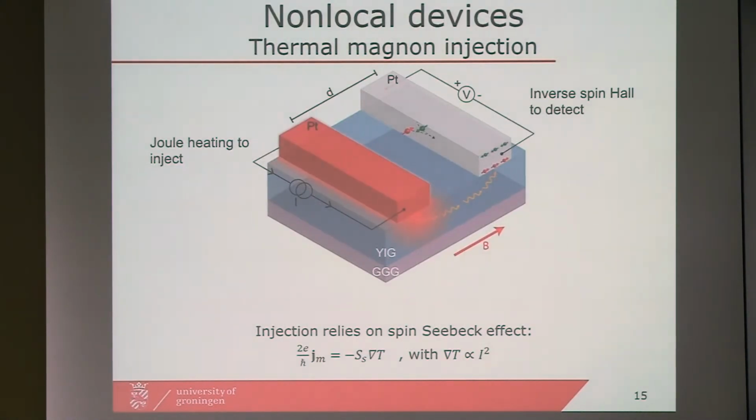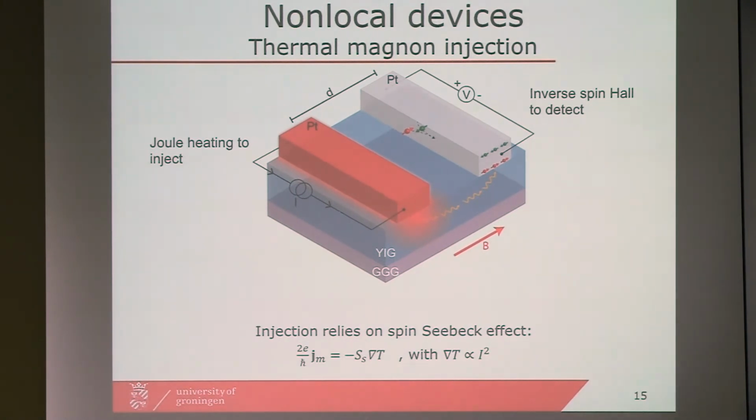And so in devices like this, we not only generate magnons electrically, but also thermally. Because when we are applying a current here, we're of course heating the injector electrode. And this creates a temperature gradient in the yttrium-iron garnet, which via the Spin-Seebeck effect drives a magnon spin current again, which we can then detect in exactly the same way using the detector. So this is referred to as thermal magnon injection.